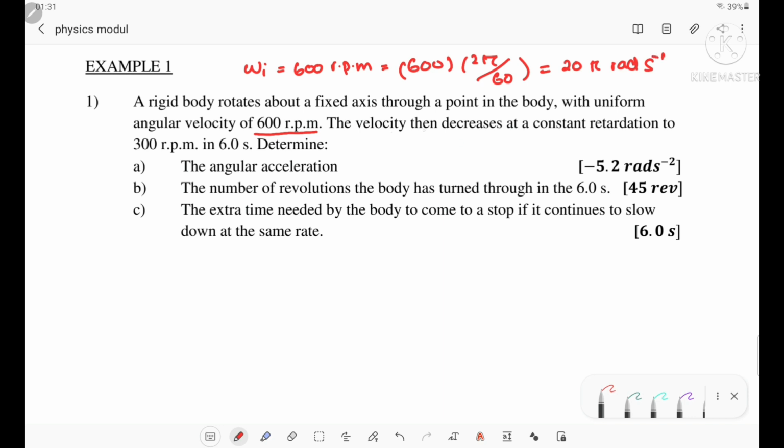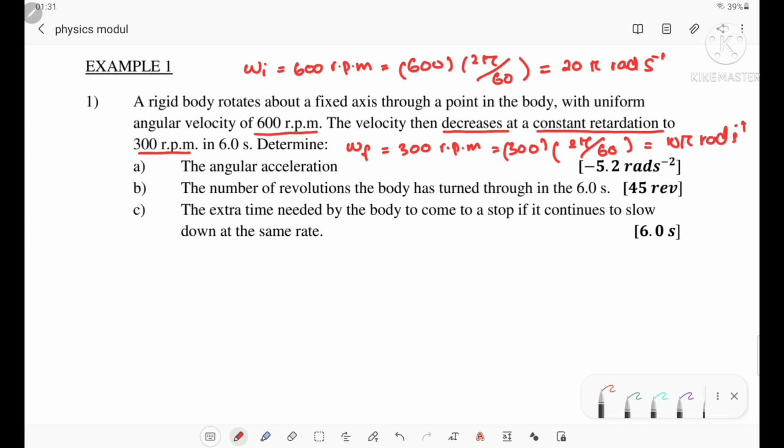The velocity then decreases at a constant retardation to 300 revolutions per minute in 6 seconds. So you need to convert also the final angular velocity, which is 300 revolutions per minute, into radian per second. 300 times 2 pi divided by 60, and then you will get 10 pi radian per second.